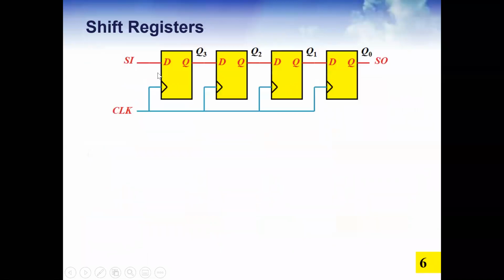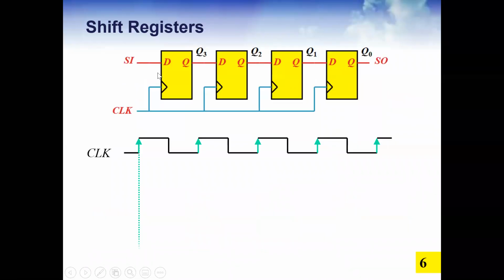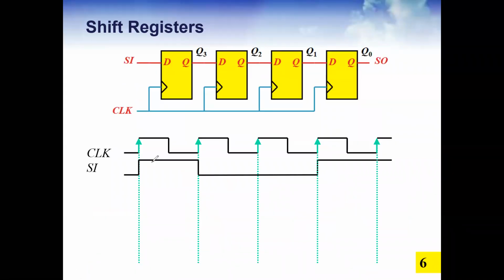See this one. With the help of a timing diagram, we are assuming the serial input here. Here is the input, and this is the clock. We try to understand how it changes with each clock. But first see what the serial input is. This value is 0, this is 1, this is 0, this is 0 again, this is 1, this is 1 again.